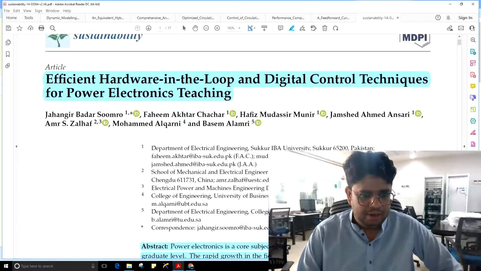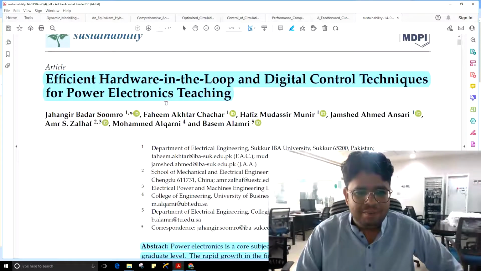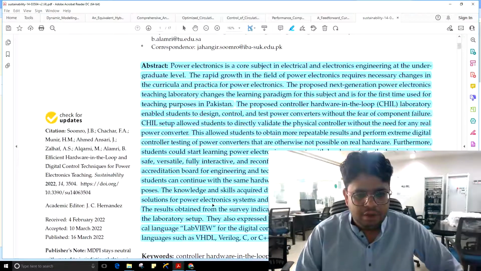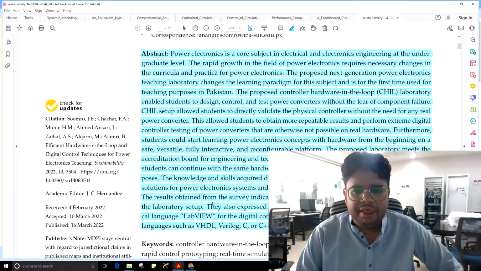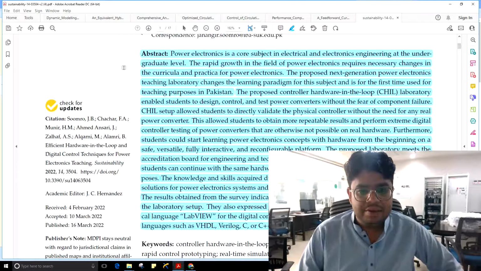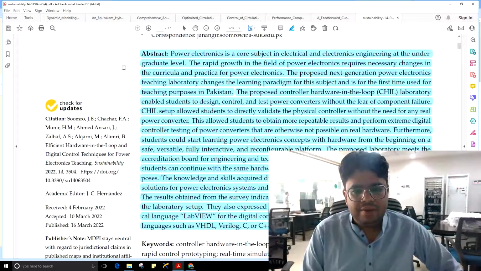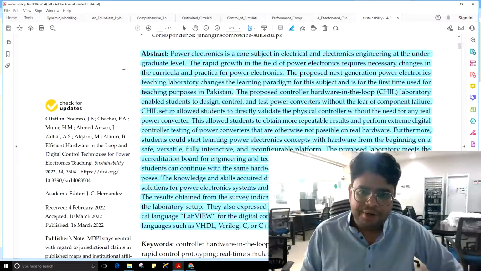But in this paper, we will discuss how we can use the hardware-in-the-loop laboratory for power electronics teaching. So the focus will be power electronics teaching. Basically, power electronics is a core subject in electrical and electronics engineering at the undergraduate level. And if you move towards masters, then a good knowledge of power electronics is required to understand subjects like advanced power converters, modular multilevel converters for HVDC applications, or microgrids.